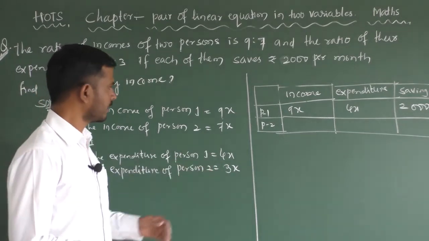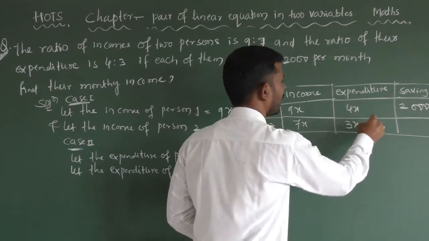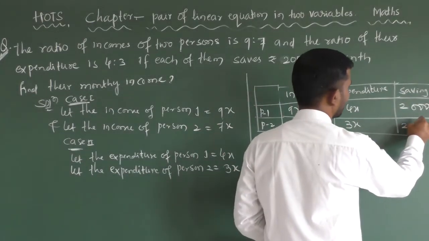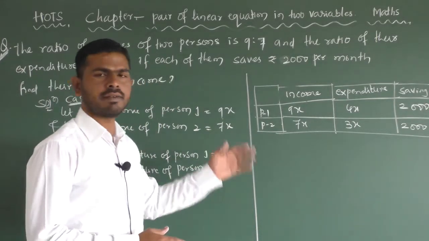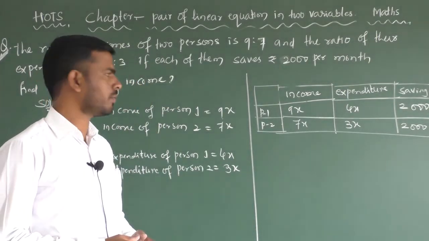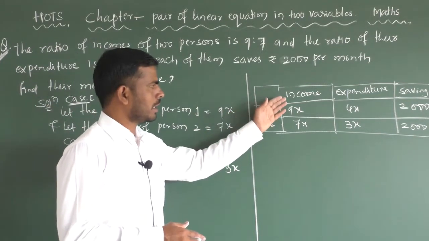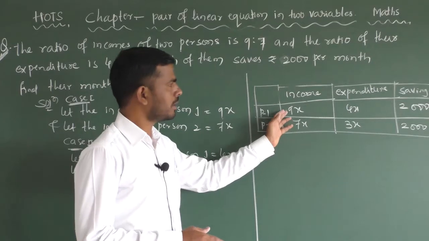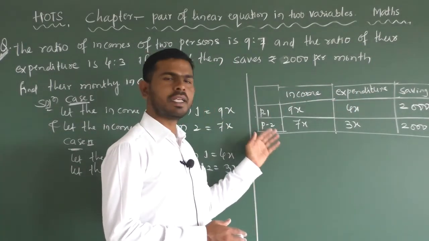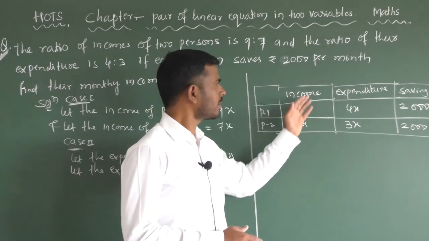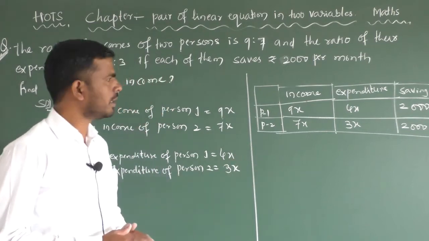Next, person 2: income is 7x, expenditure is 3x, saving is 2000. By this method also you can find the x and y values, that is the income of person 1 and the income of person 2. So income of the first person is 9x, expenditure is 4x, saving is 2000. Similarly, person 2's income is 7x, expenditure is 3x, saving is 2000. So how do we make the equation?